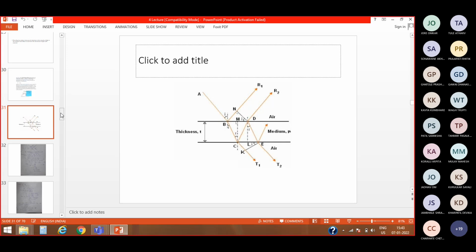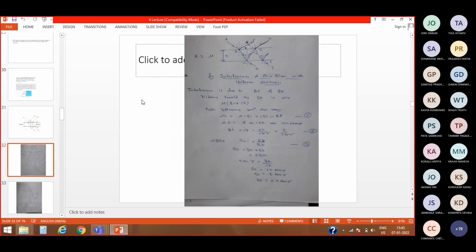Next point is the derivation of interference of thin films with uniform thickness. So this is a very important article. In the exam you will get a question on this topic. So you have to draw the figure and explain mathematically all these points. So what type of questions are asked in the exam? You just write down one question on this topic.